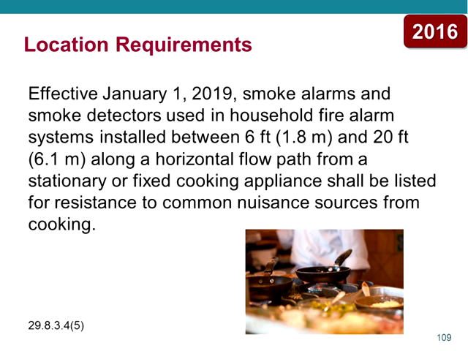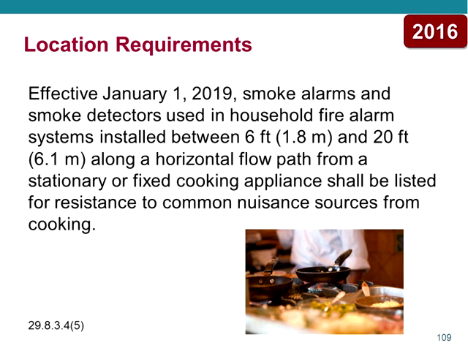And then I think the last slide we have here for Chapter 29, the last slide in the changes presentation, is that in 2019, January 1st, that's only about 4 years and 6 weeks away, we have a requirement that smoke detectors and smoke alarms installed between 6 and 20 feet along a horizontal flow path from a stationary or fixed cooking appliance has to be listed for resistance to common nuisance alarm sources from cooking. Generally speaking, if you're using a photoelectric smoke alarm or smoke detector, you can usually place it somewhere at least 10 or 15 feet away from the cooktop today, and you'll probably be okay.